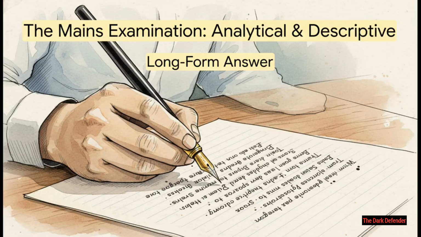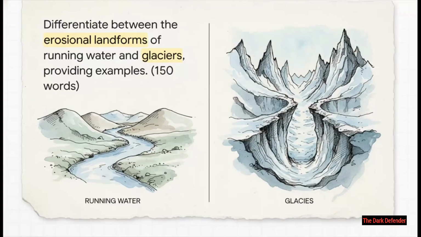Now let's try a question that requires a bit more analysis, something you might see in the mains. For a mains question like this, you can't just list features. You have to actively compare and contrast. A great answer would start with the most obvious difference, the V-shaped valleys of rivers versus the U-shaped valleys of glaciers. Then you could talk about the overall landscape, how water creates more rounded features while ice carves out sharp, angular ones. And of course, using specific examples for each point is what will really make your answer stand out.